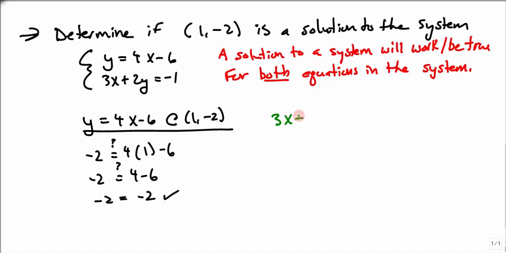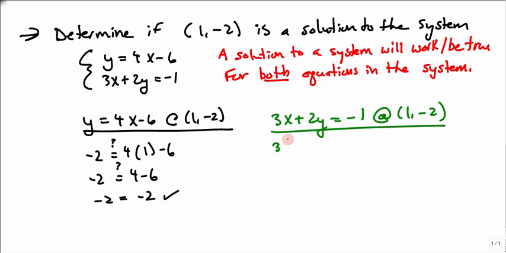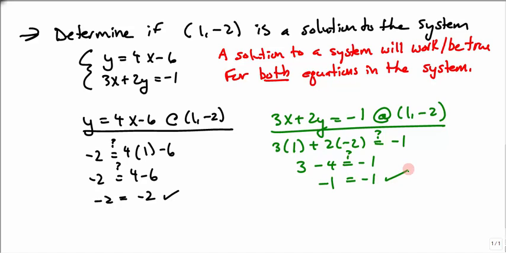Now I can't just check it in the one, I have to check it in the other as well. So now I have 3x plus 2y equals negative 1. And I'm checking this at the ordered pair 1, negative 2. So I have 3x, x is 1, plus 2y, y is negative 2, equals negative 1. And again, there's a question mark up here because I don't know if this is true. 3 times 1 is 3. 2 times negative 2 is negative 4. Negative 1 equals negative 1. So this is true for both equations in the system. So therefore, 1, negative 2 is a solution to the system.